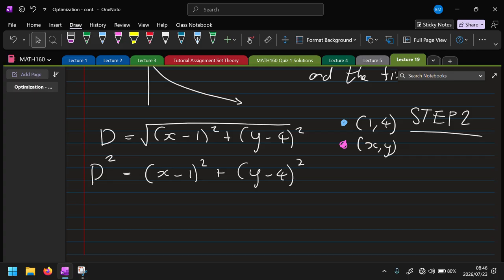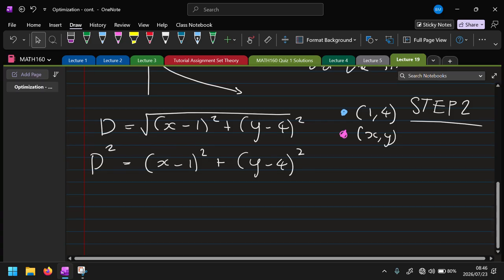Next, we still have this in terms of x and y. We can't work with 2 variables. We want 1 variable. So we can pick one of these to eliminate. Which one would you like to eliminate? You can pick either one. X. Yeah. Y. Okay, let's go with Y. We're going to eliminate Y. Doesn't matter which one. You get the same answer either way. So let's try eliminate Y.